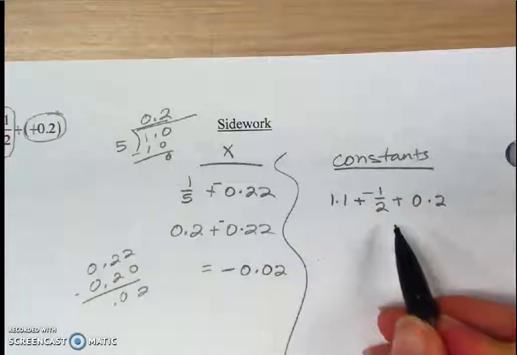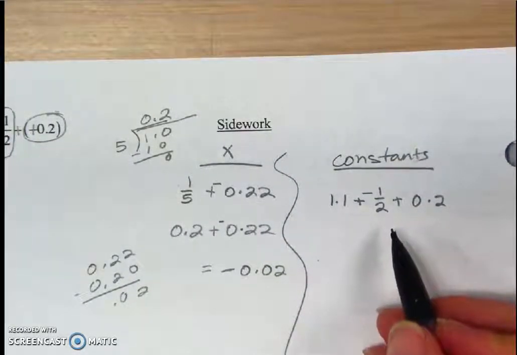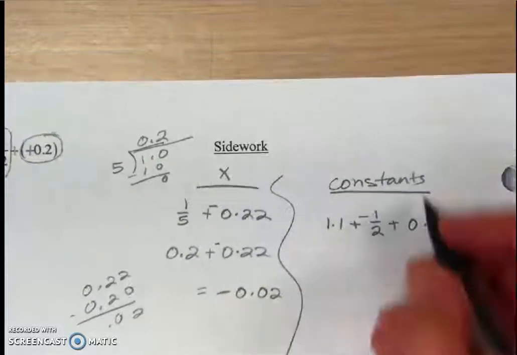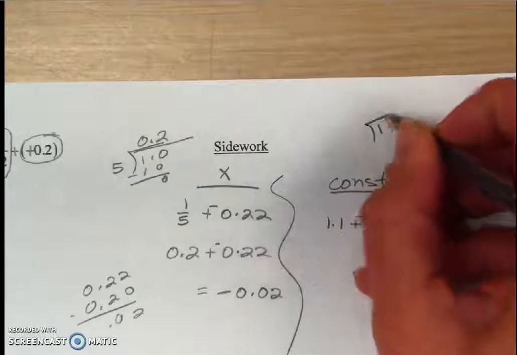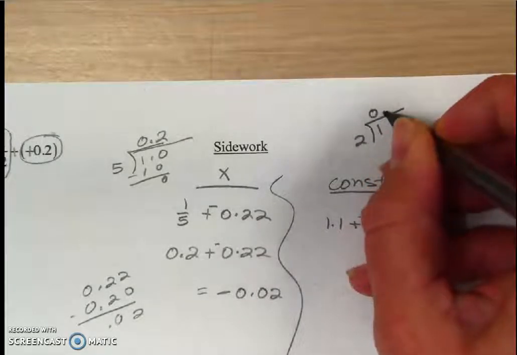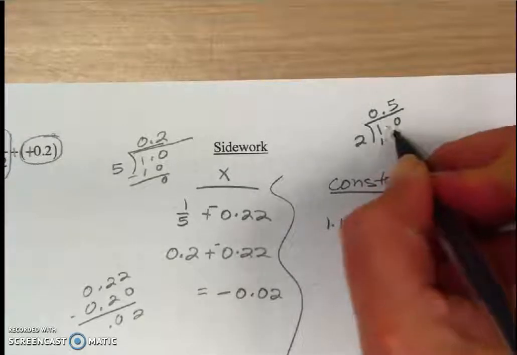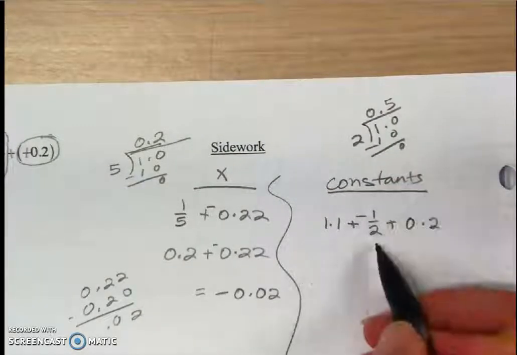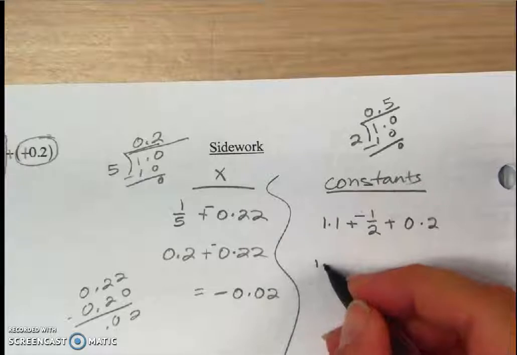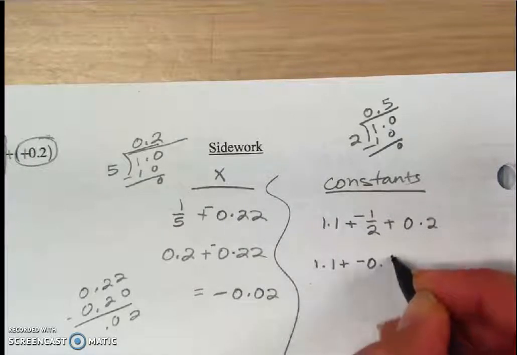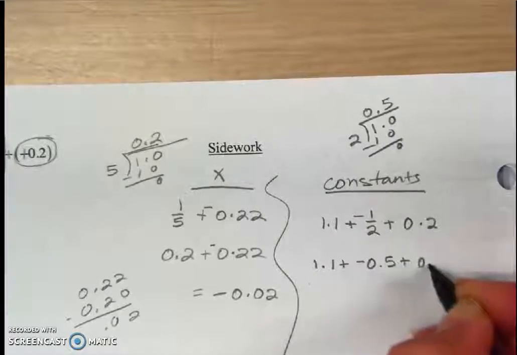And I'm looking at this 1/2, and I really just want to write that one as a decimal. These two are decimals. This one I know is one that will stop pretty quickly. So let's go ahead and divide that. 1 divided by 2, 0.0. How many 2's can I take out of 10? Well, that's 5. And I have nothing left. And so this would be 0.5. So I'm going to rewrite this. 1.1 plus negative 0.5 plus 0.2.